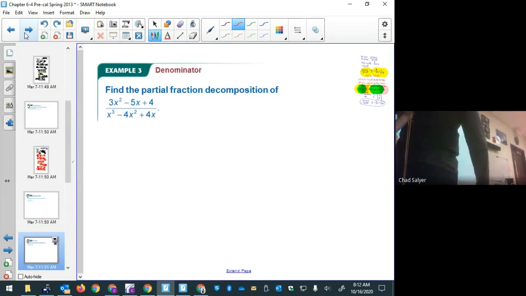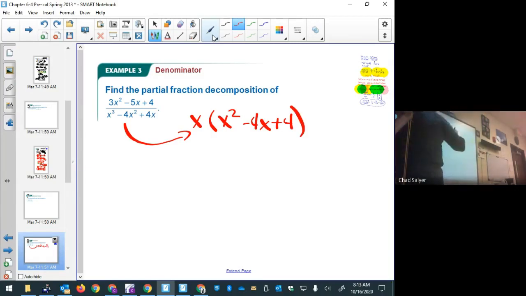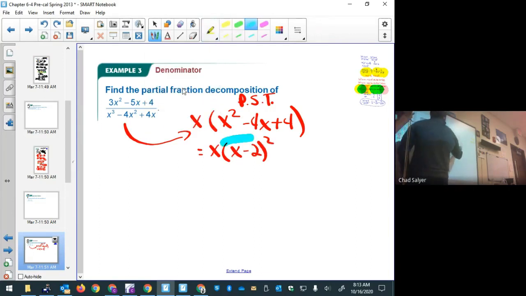Okay, so on to the third scenario, which is when you have a denominator that has different factorizations going on. So if I look at this denominator and I start factoring it, first of all, the GCF is an x. And then after I factor this perfect square trinomial quadratic, I get, so you see that we have a factor with a multiplicity greater than 1. In other words, it's to the second power. So even when it's fully factored, it's to the second power.